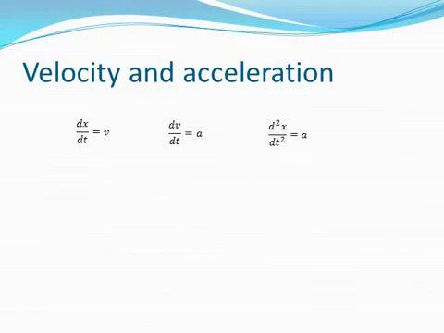Alright, so the last thing we need to do is to deal with velocity and acceleration. So we have, by definition, the derivative of the position with respect to time is equal to the velocity. The derivative of the velocity with respect to time is equal to the acceleration. And then if I plug what v is into the acceleration derivative, you'll get that the second derivative of x with respect to time is equal to the acceleration. That's all you need to know to do velocity and acceleration problems.